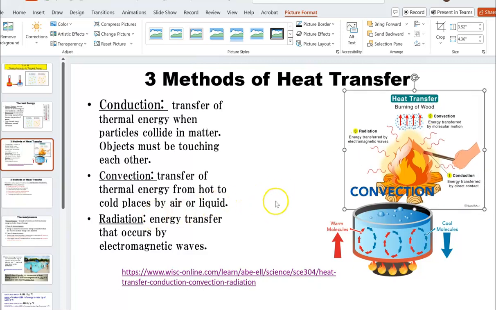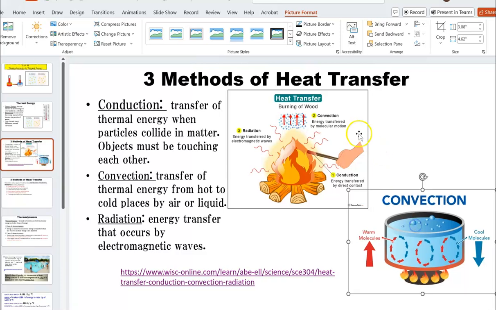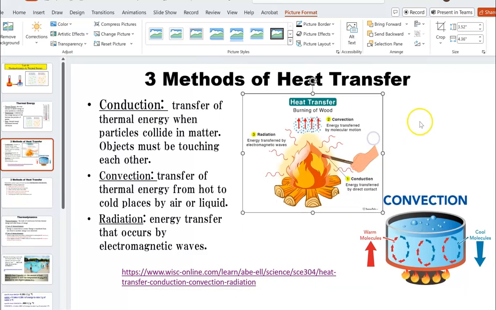So our last one is radiation. This is energy transfer that occurs by electromagnetic waves. If you remember the electromagnetic spectrum, there are 7 different types of electromagnetic waves or electromagnetic radiation. Microwaves, UV rays, infrared rays, gamma rays, X-rays. That's all electromagnetic waves. So radiation is going to be energy, thermal energy transfer that occurs by electromagnetic waves.